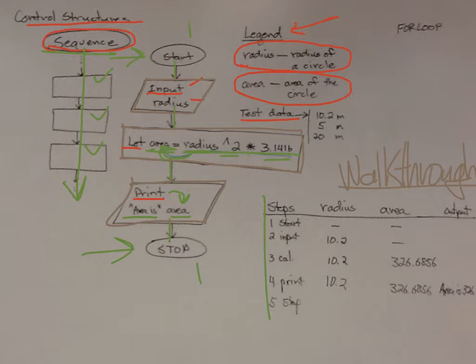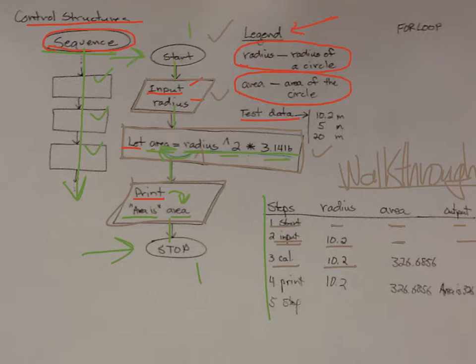We took and went step by step. Step one, radius was nothing, area was nothing, no output. Input, we put in this, nothing, nothing. Then we did the calculation, step 3. So 1, 2, 3. This, send that to the processor.